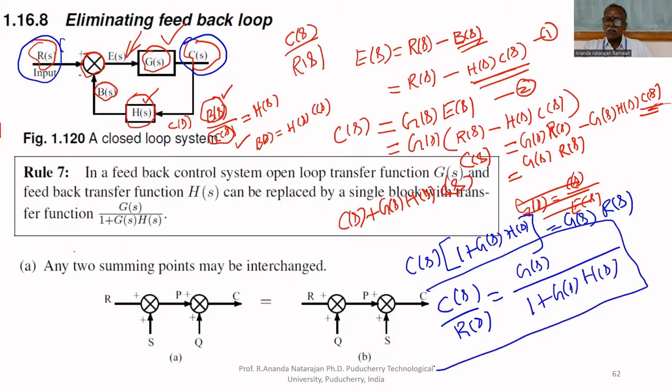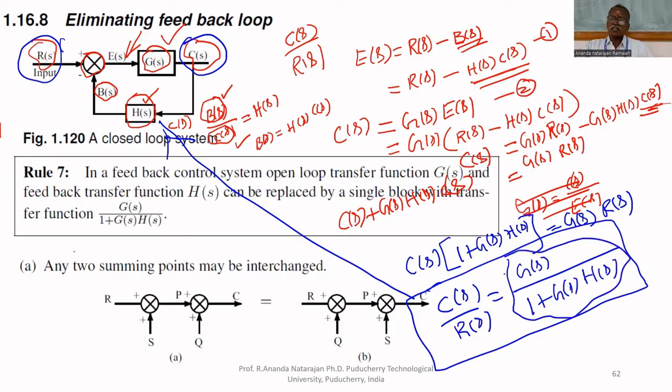Therefore, C of S upon R of S equals, if this is the block diagram, it consists of two blocks like this, which means this can be simplified like this: G of S upon 1 plus G of S, H of S. What we did here is remove the feedback signal, and we got a simple transfer function G of S upon 1 plus G of S, H of S.